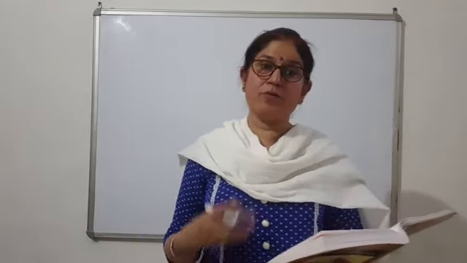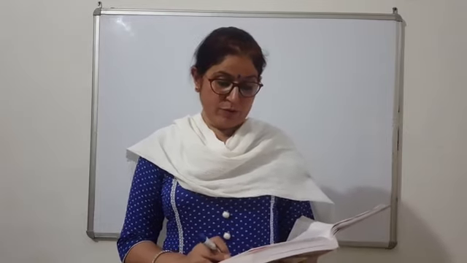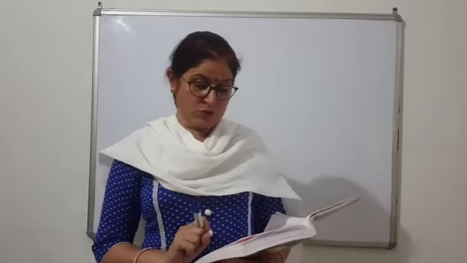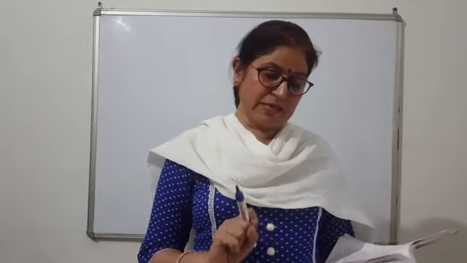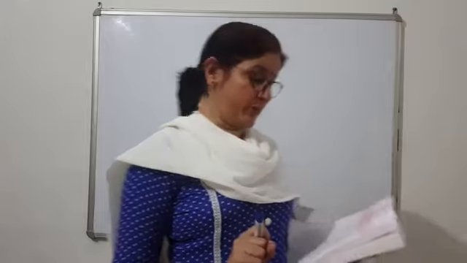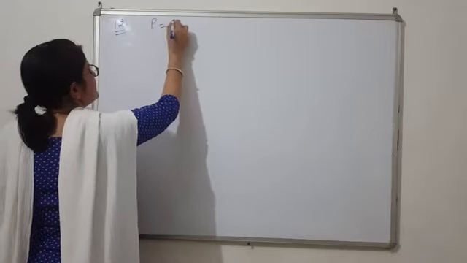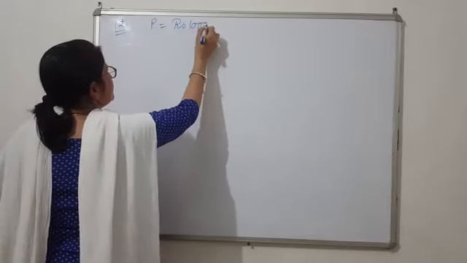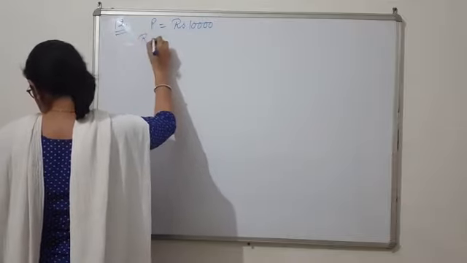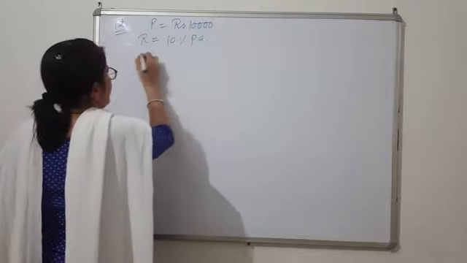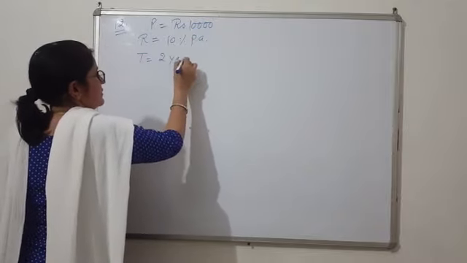Now question 12th. A man borrows rupees 10,000 at 10% compound interest compounded yearly. At the end of each year, he pays back 20% of the amount of that year. So you have to find whatever money is left unpaid after 2 years. In this, principal is given rupees 10,000, rate is given 10% per annum, and time is given 2 years.